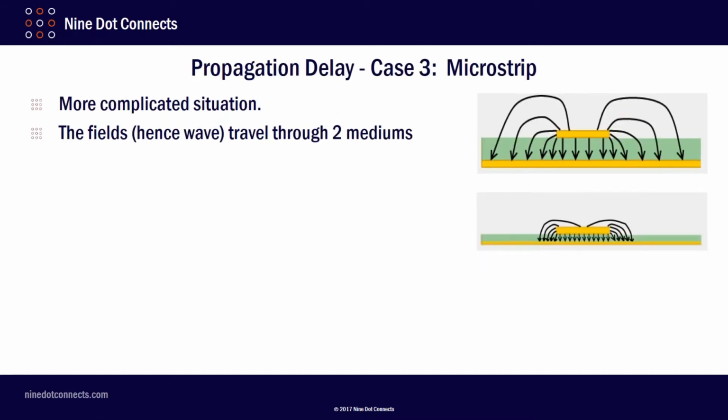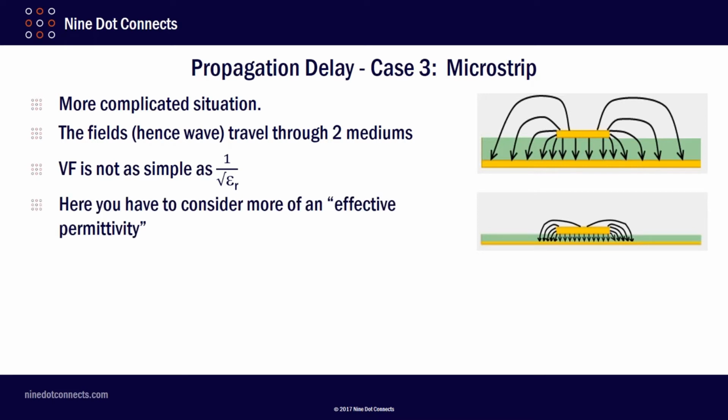Now, third case, one that probably a majority of you all are very familiar with, is a microstrip. It is a much more complicated situation because the fields are going to be traveling through 2 different mediums. That is, the substrate itself and the air above it. The velocity factor is not as simple as 1 over the square root of epsilon r as it was for the stripline. Here you have to consider more of an effective permittivity. Think of it as kind of like an average.